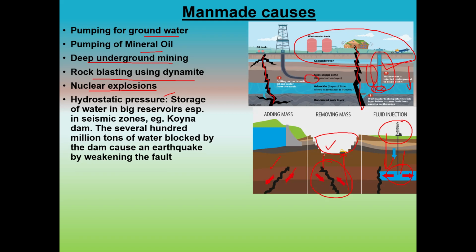If it becomes more, then we'll have a volcanic eruption as well as an earthquake. Like storage of water in big reservoirs, especially in seismic zones. For example, Koyna Dam in India. Several hundred millions of tons of water blocked by the dam cause earthquakes by weakening the fault. Over here you can see it.